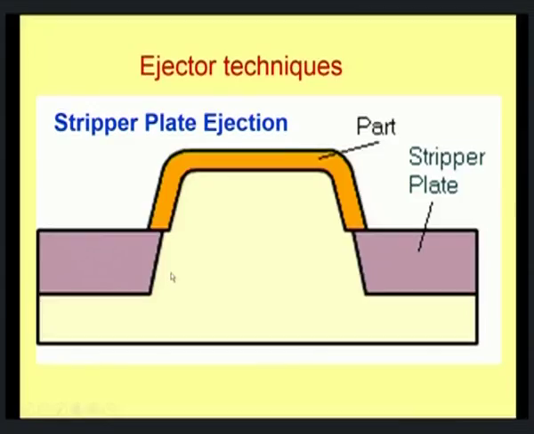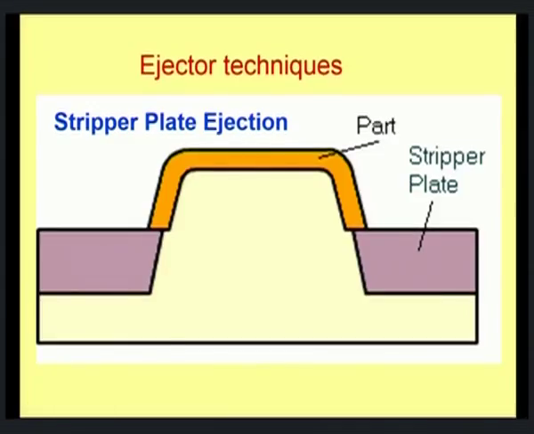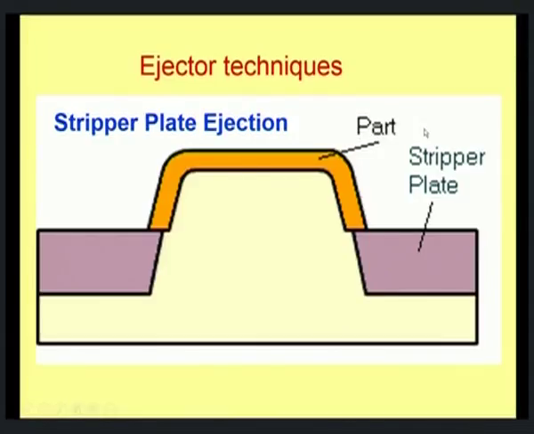So, this is a typical diagram showing the stripper plate ejection method. This is the female part of this mold and this is the stripper plate. The stripper plate moves up and you could see it is in contact with more surface area of this part, and then this part is ejected out.